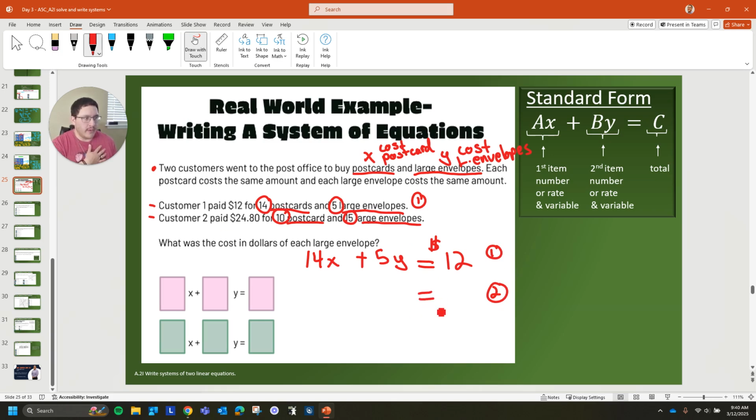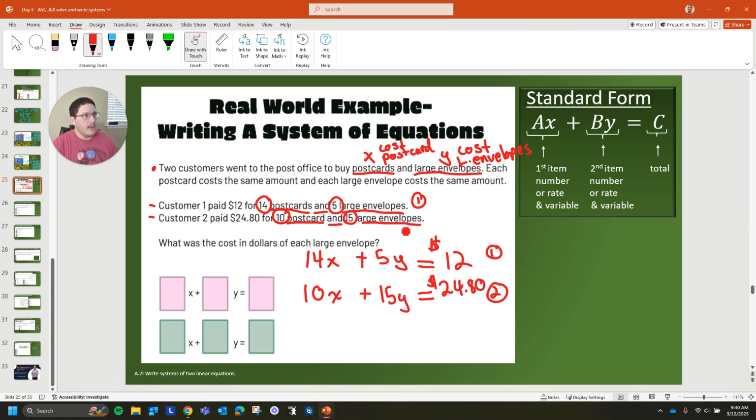We're going to do the same thing with the second equation. We know that customer 2 bought $24.80 worth of postcards and envelopes. So what did he buy? He bought 10 postcards and 15 large envelopes. That "and" is a signifier for a plus symbol. So 10x plus 15y is equal to 24.80. So now from here, we're going to try and solve the equations.